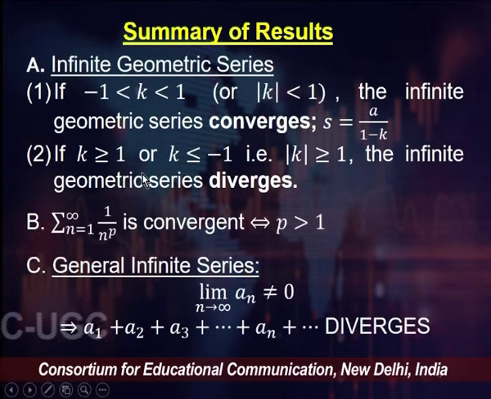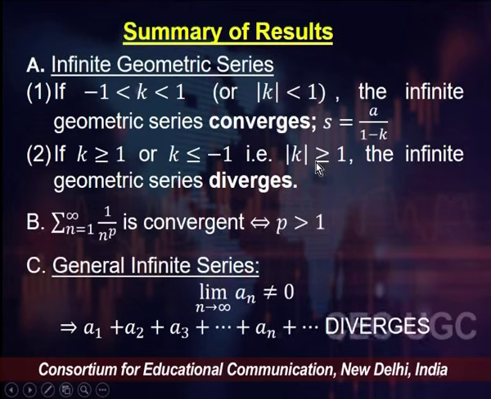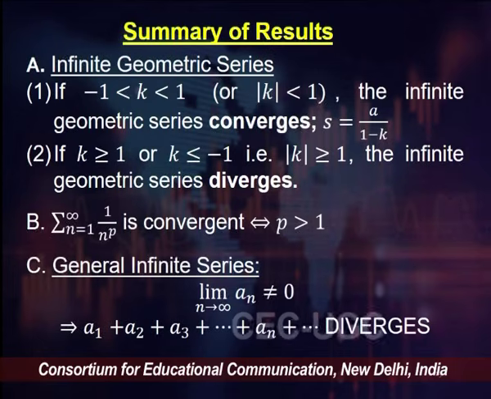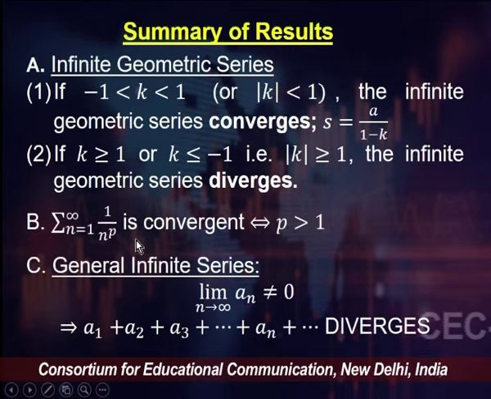It's absolutely fine if you're using the notation r for the common ratio. In that case it will be a divided by 1 minus r. Here we are using k for the common ratio. Then if k is greater than or equal to 1 or less than or equal to -1, which is to say that in absolute value the common ratio is greater than or equal to 1, we say the infinite geometric series diverges. Then we also looked at an infinite series of the form summation 1 by n to the power p, and as long as p, the exponent here, is more than 1, this series is convergent.